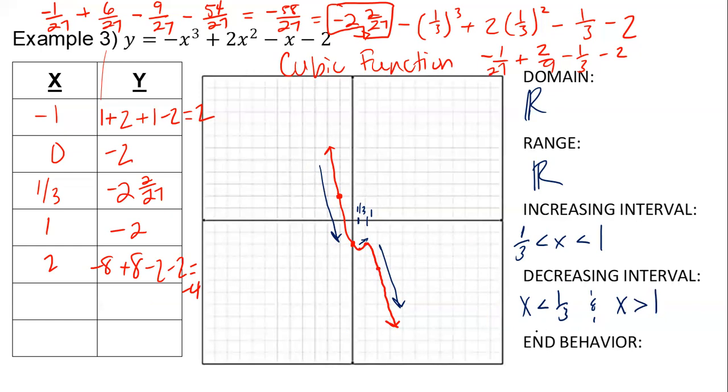My end behavior, I'm going towards positive infinity on the left. So going up, going towards negative infinity on the right. So I'm going down. Because of the change in direction, it's evident that I have 2 turning points.